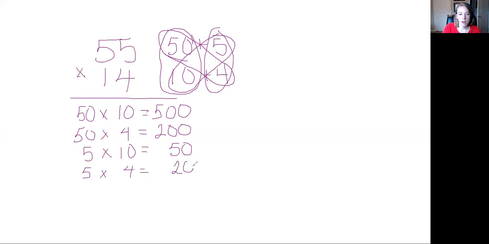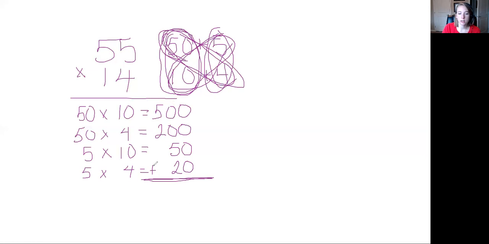And you see that here I'm making sure all of my place value is lined up, because the next thing I'm going to do is add all of these products together. You can also see that I multiplied from top to bottom: the 50 times the 10, the 50 times the 4, and then the 5 times the 10, and the 5 times the 4. I'm not multiplying 50 times 5 or 10 times 4 because those are part of the same number. Since we're multiplying 55 times 14, that is why I'm going top to bottom like that.